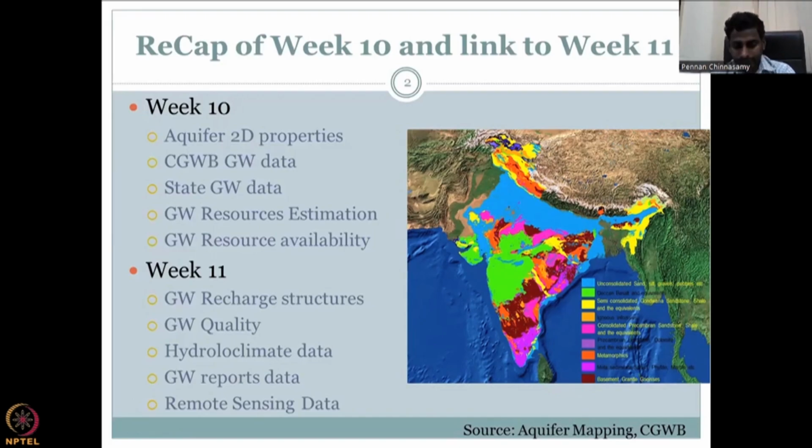Then we look at hydroclimate data, some groundwater reports data, and remote sensing data in this week. The hydroclimate data would also have some reports and remote sensing data that I will cover, mostly based on the time. Why do you need hydroclimate data? Is to establish a water budget from which you can estimate the net recharge into the groundwater resources. If you don't know how much water is coming, it is going to be very difficult to capture it and recharge it in the groundwater aquifer.